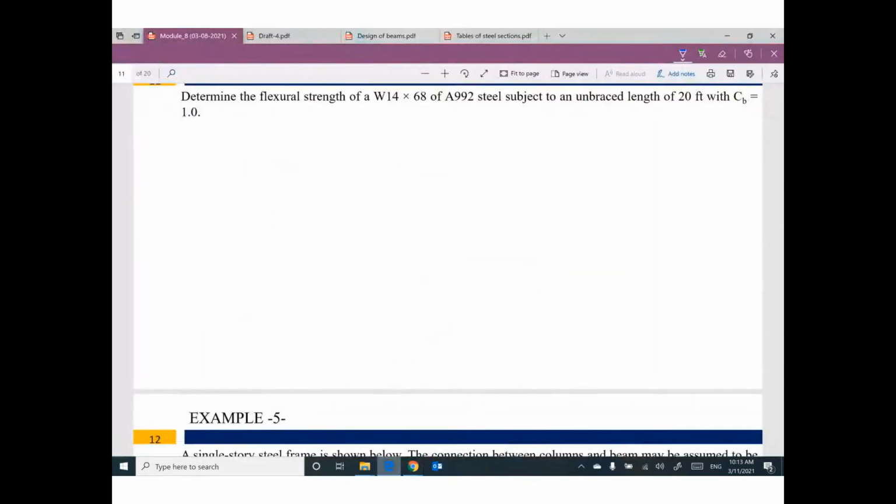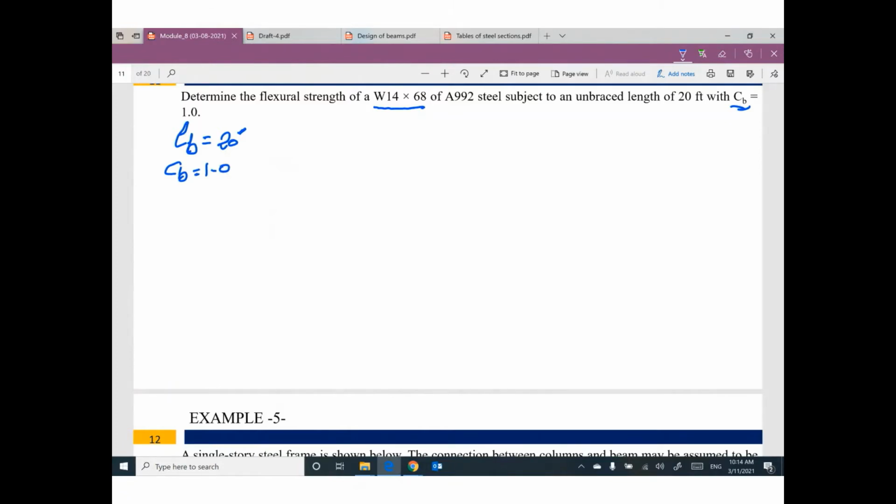The second example: determine the flexural strength of W14 times 68 of steel A992 subject to unbraced length LB. Unbraced length, how much? 20 feet. And the CB is given, equal 1.